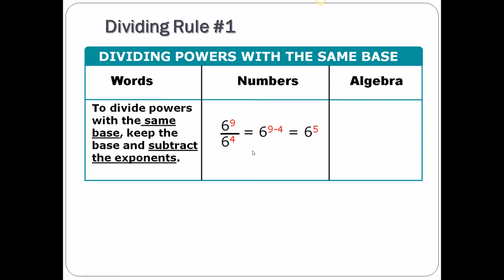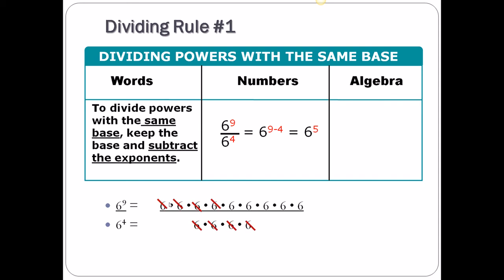So let's just see if that's really true. So here's 6 to the 9th. And you write it out how many times? 9 of those 6's. And we're going to divide it by 6 to the 4th. So I have out 4 6's. Now let's just start reducing. 6 divided by 6 is 1. 6 divided by 6 is 1. 6 divided by that 6 is 1. And 6 divided by that 6 is 1. And how many are left in my numerator? That's right, 5 of them. So that's 6 to the 5th.